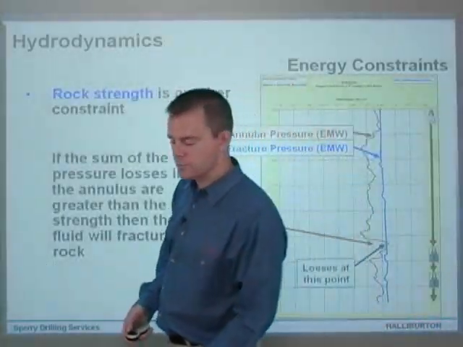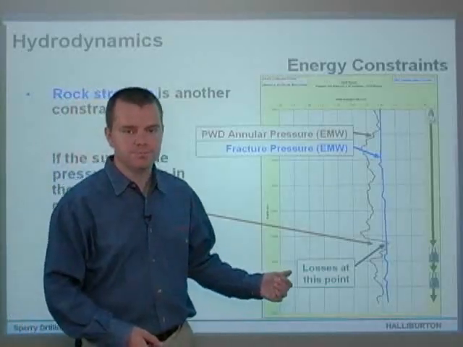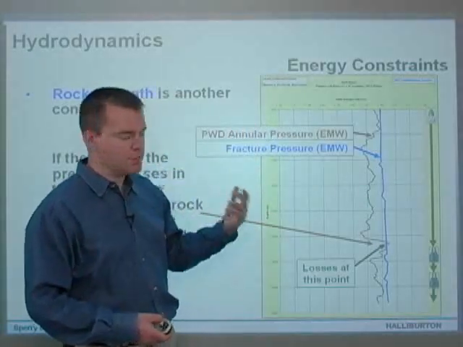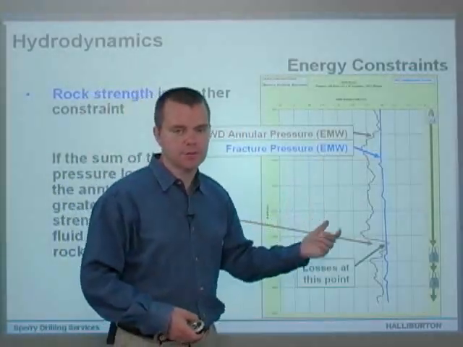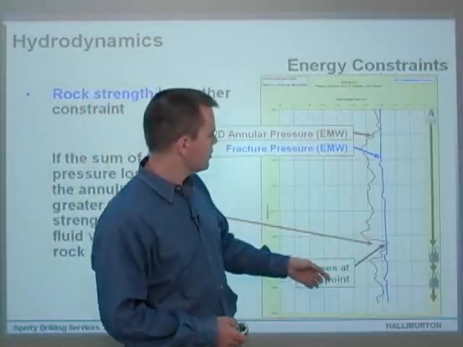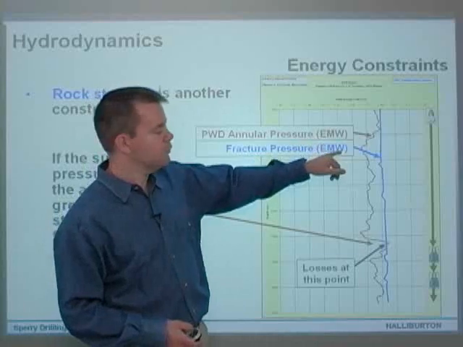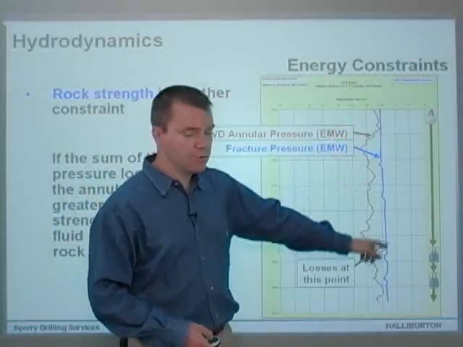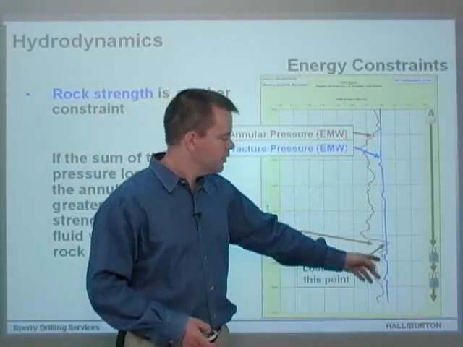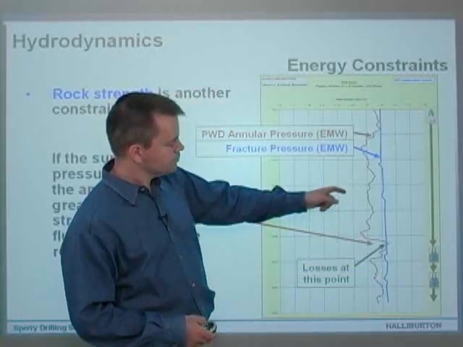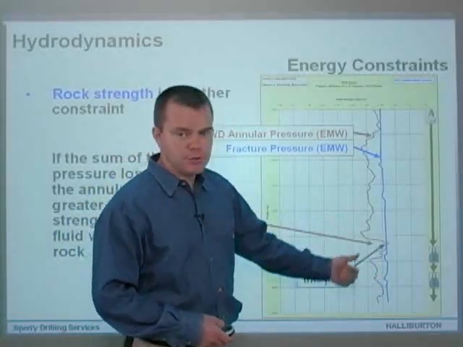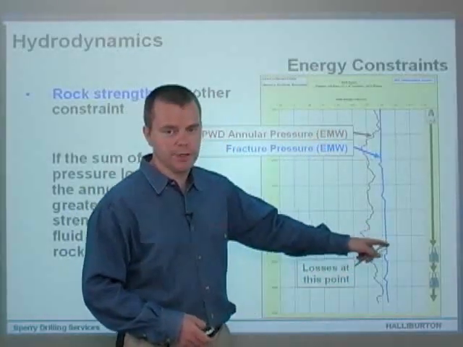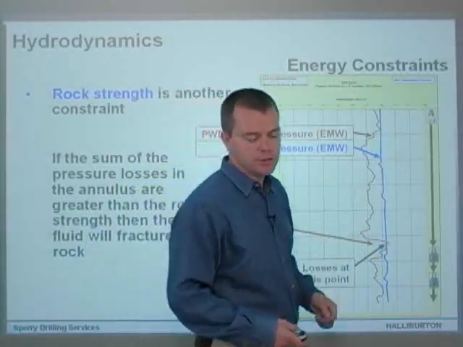The other constraint on the system that I can think of right now is rock strength. If the sum of the pressure losses in the annulus, as you're pumping the fluid up the annulus, is greater than the rock strength, then the fluid will fracture the rock. So if we've got the annular pressure and equivalent mud weight here from a PWD tool, and we've got the fracture pressure of the rock, or basically we'll call it the rock strength, for want of a better term at the moment. If the pressure due to pumping that mud through the annulus is greater than the strength of the rock, then the rock will break and you'll start losing mud into the rock. So that's one other constraint.